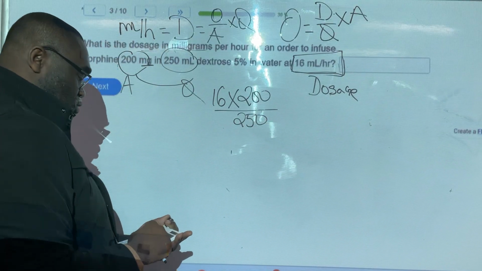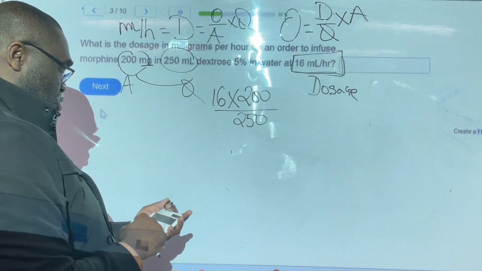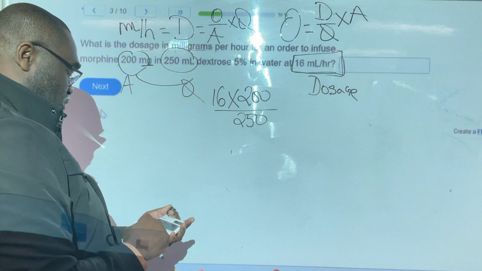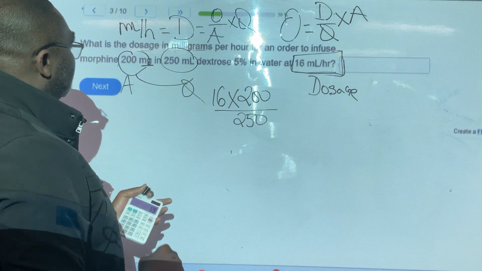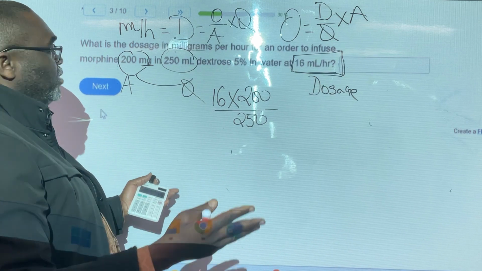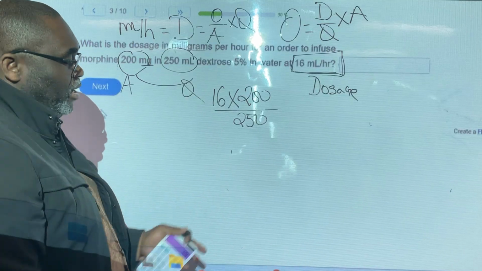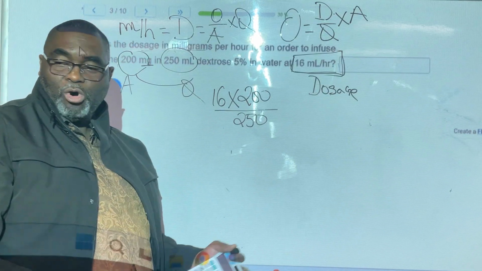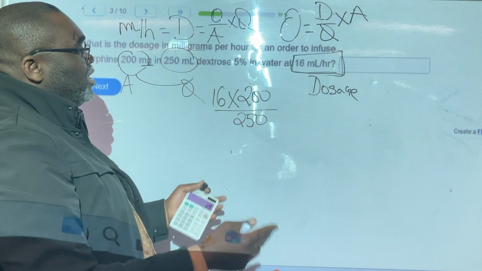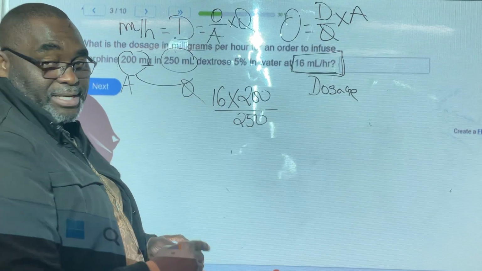All right, get your calculator. So we got 16 times 200 and divided by 250. All right? It does not need to be a whole number. It may be a 10, it may be a whole number. Now, if they don't tell you to round, you may decide to round or you may leave that like that. All right?